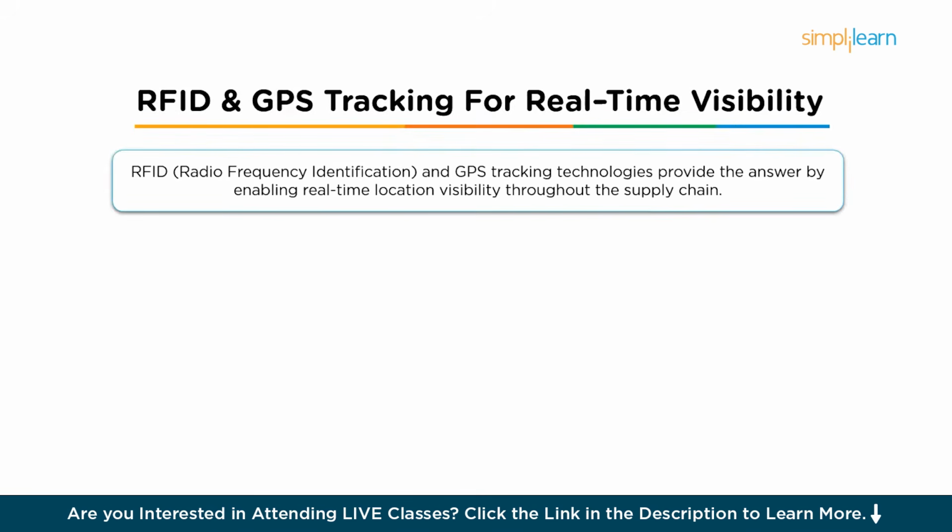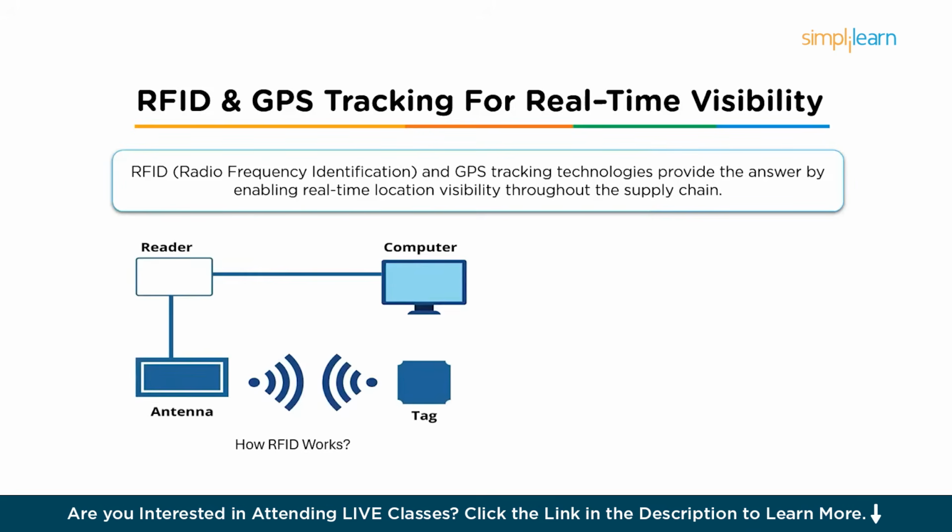One of the biggest challenges in supply chains is knowing where goods are at a given moment. RFID, radio frequency identification, and GPS tracking technologies provide the answer by enabling real-time location visibility through the supply chain. How does RFID work? RFID tags are small chips attached to items, pallets, or containers that emit radio signals. RFID readers placed throughout warehouses or transport routes capture these signals, automatically recording when and where items move.